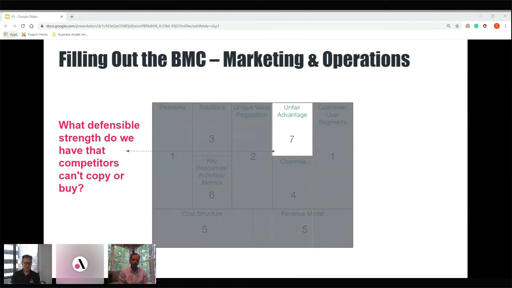So that's the walkthrough of the Canvas, particularly the lean one. Again, not all sections may be relevant to everybody.